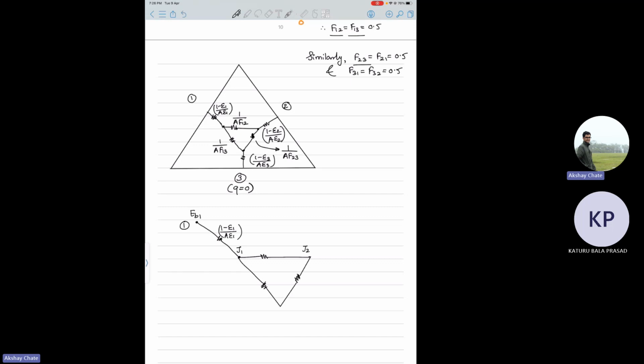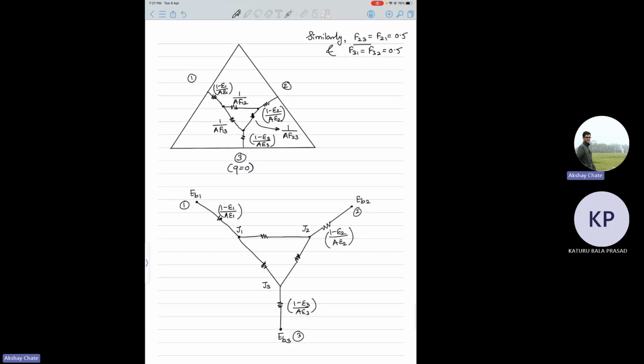And then again, this will be your J2 and J3. And the third surface also is not black. It has some emissivity. So that will be, and now here it will be EB3. And similarly, this will be your EB2. And this will be your surface characteristics, because of the emissivity of the second surface.